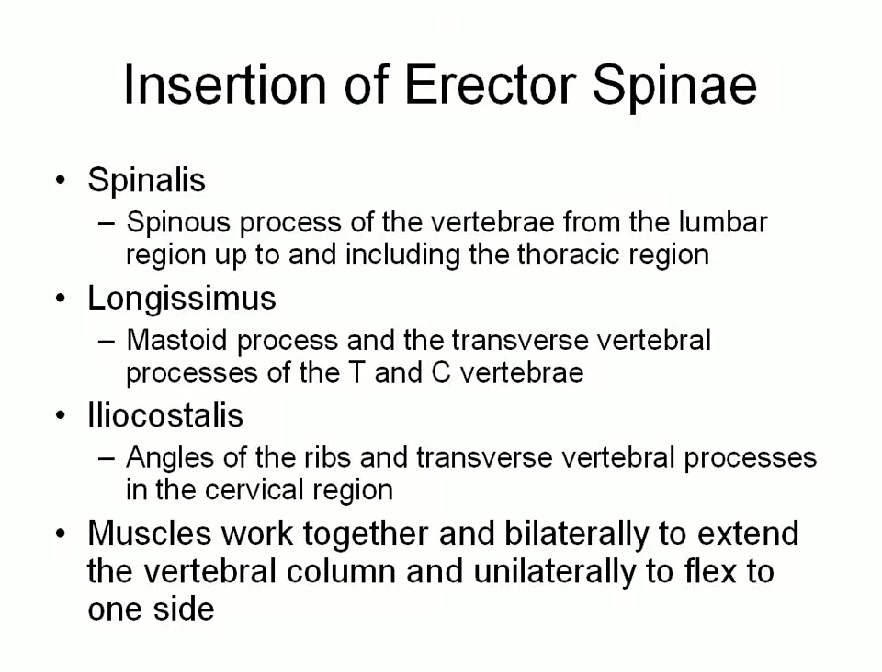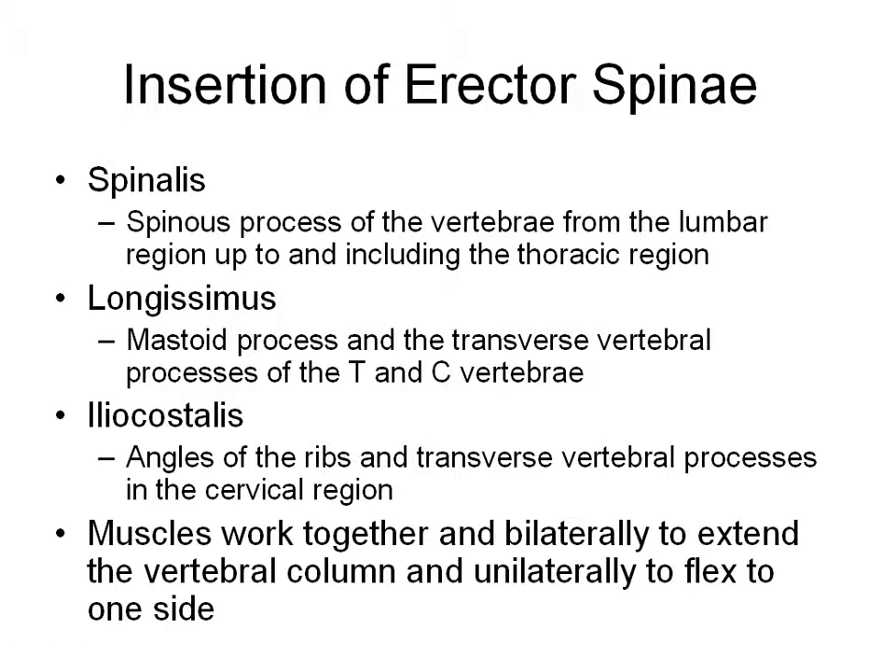Spinalis is going to come up, and it's going to insert in the spinous process of the vertebrae from lumbar to thoracic. So that's where we have the insertion of spinalis. Again, these are intrinsic muscles, so we would expect to see them originating and inserting on the back. Longissimus, the middle column, goes from the broad tendon all the way from your posterior pelvis and sacrum to the mastoid process. So some of them come all the way up to the skull, and the transverse process of the thoracic and cervical vertebrae.